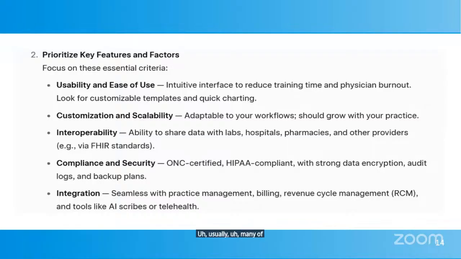Many of them allow that if the lab posts lab results, anybody in that practice will be able to access them and see them. And then of course, they have to be secure. They have to be ONC certified, and they have to be compliant with HIPAA, and they should have strong data encryption to prevent identification of patients from outside. And then it should be integrated, so that it is seamless with billing and revenue cycle management.